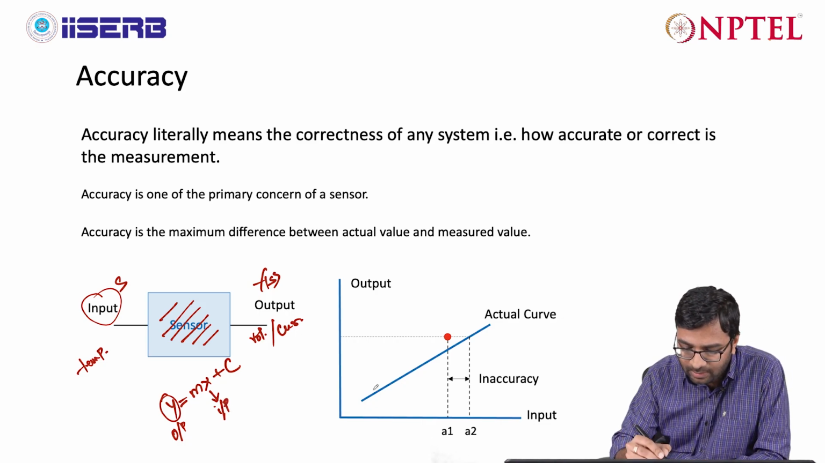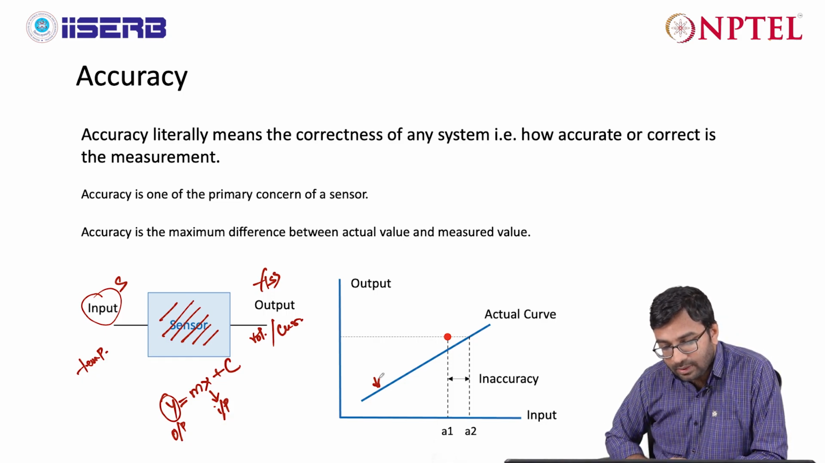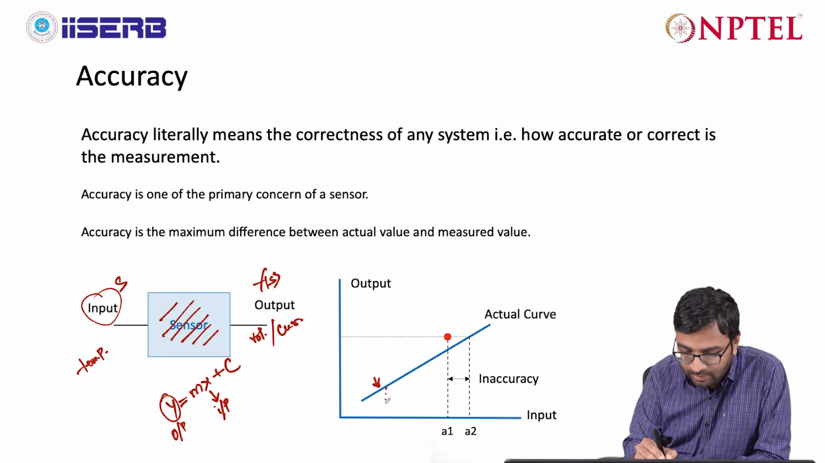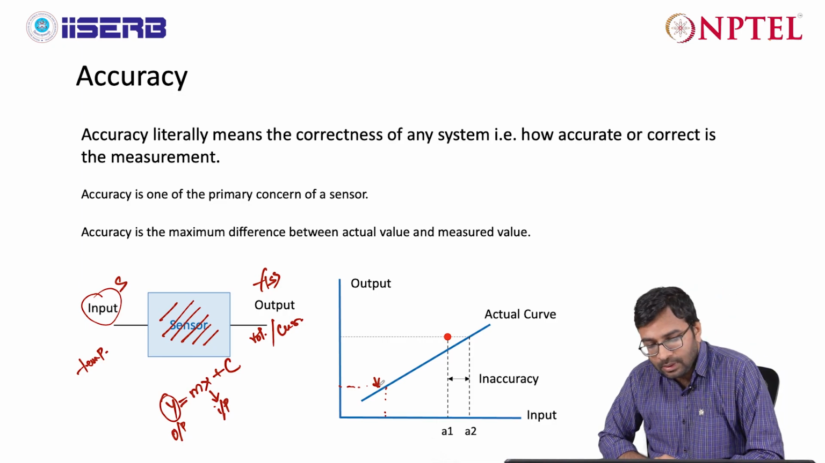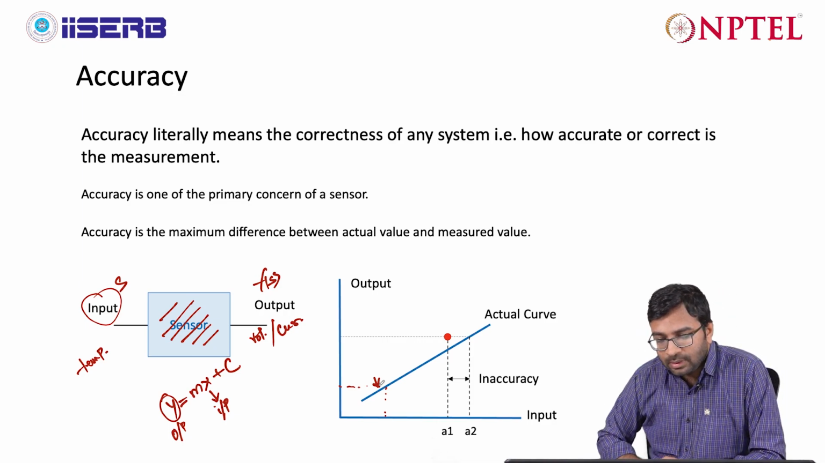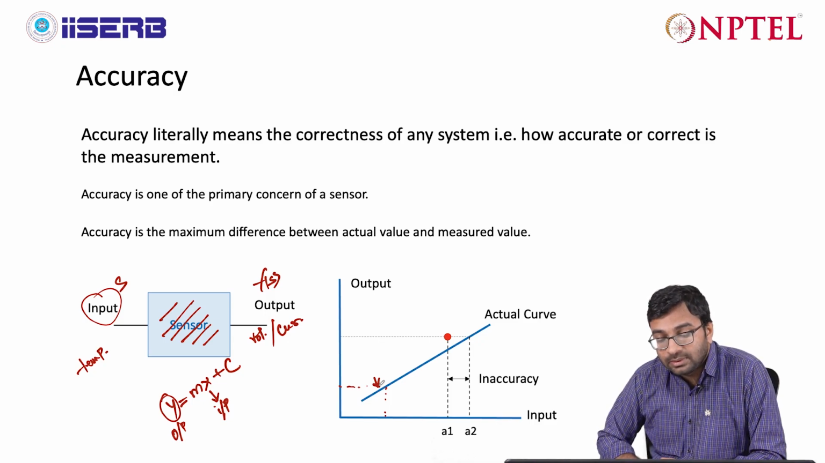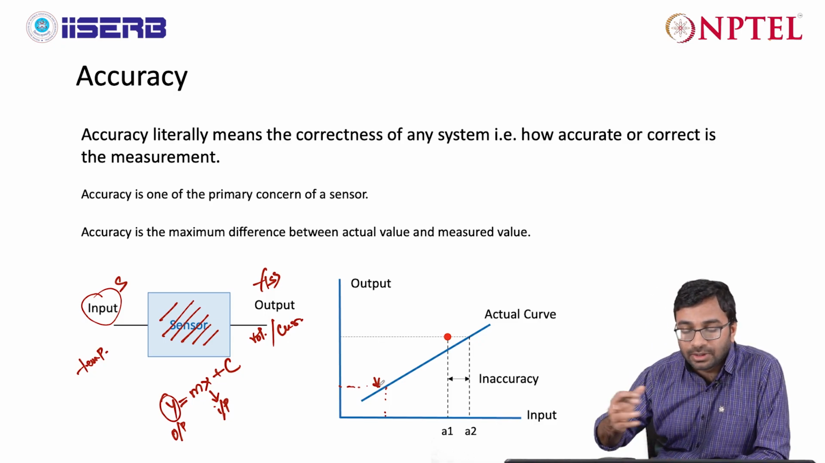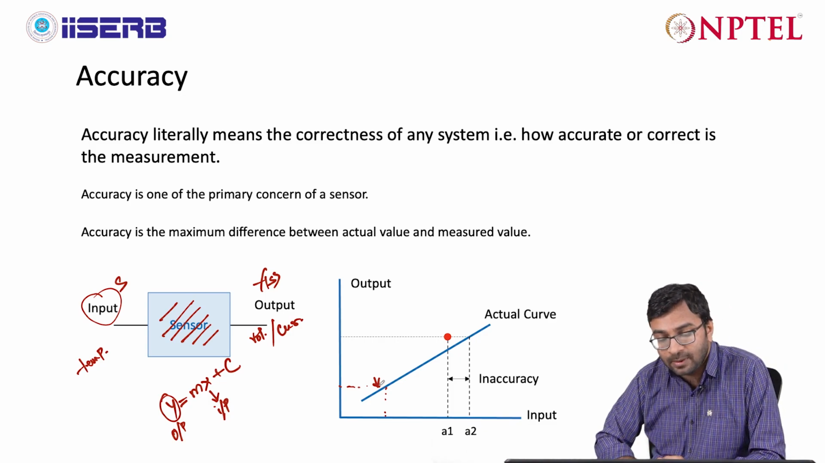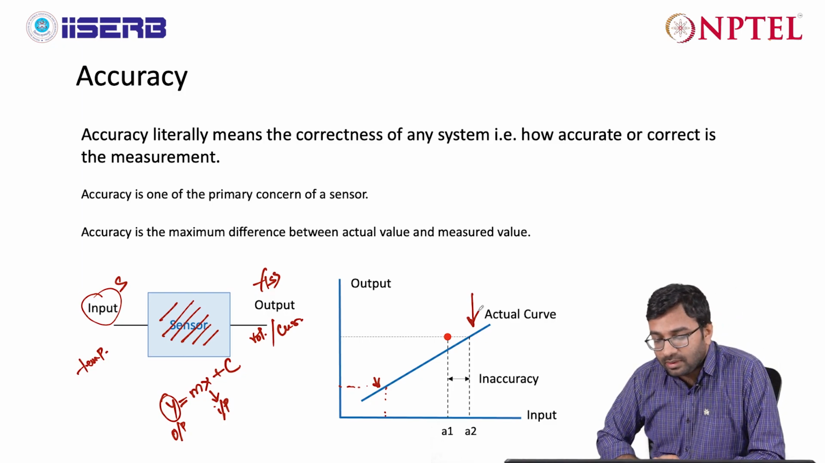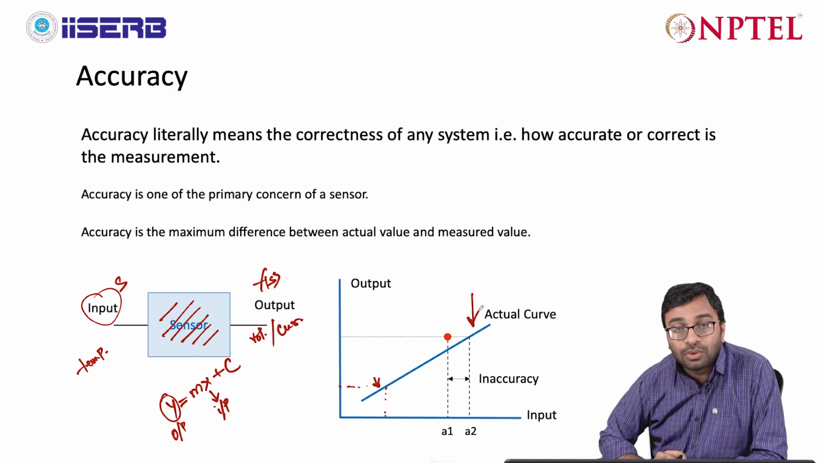Here we have shown the curve that defines, if your input is here, what the output should be. This actual curve is also known as the calibration curve, and we will discuss that calibration curve in the coming lectures. But for the time being, let us consider that this is the nature that the sensor follows as far as the input and output are concerned.